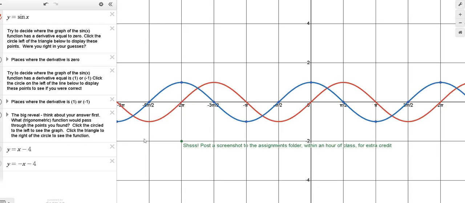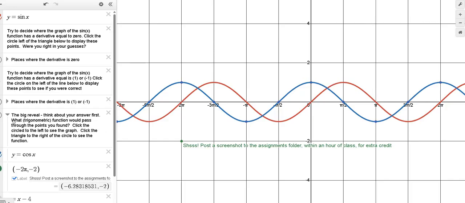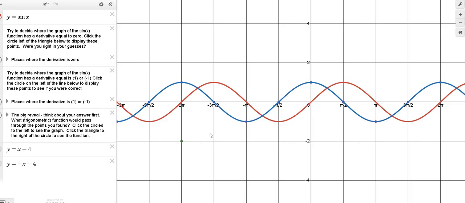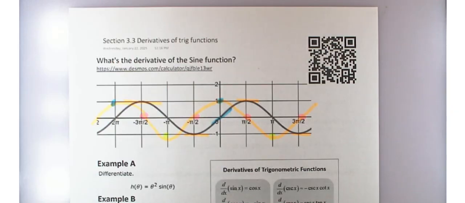All right, so this is left over from a previous semester. Let me take that out. What does this function look like? Let me shut off the sine function. What does that graph look like? The one in blue. Cosine function. So it's reasonable to expect, or see, that the derivative of sine is cosine.